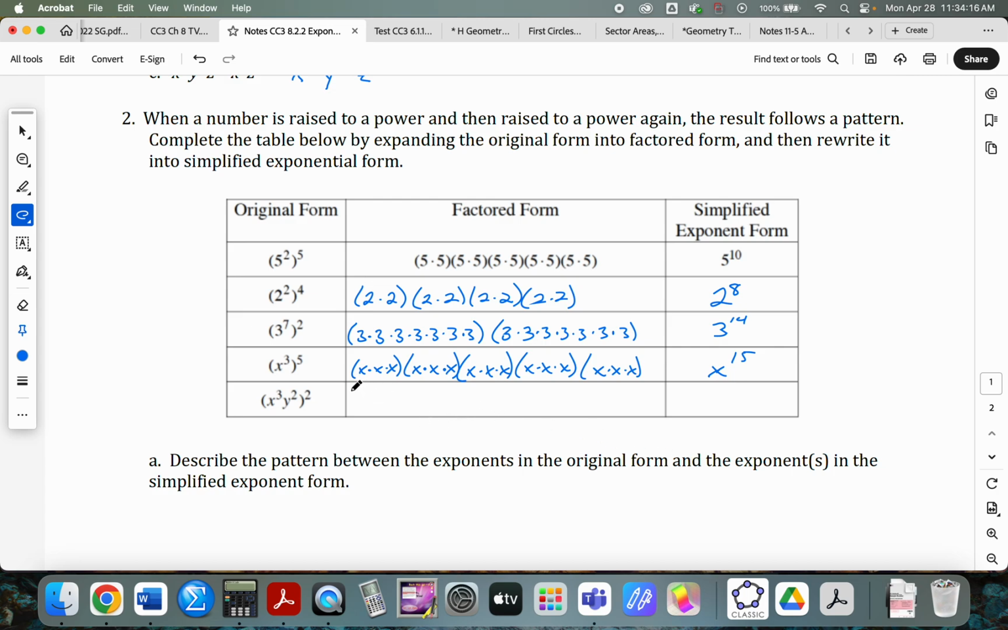And then here, we'll have x times x times x times y, twice. So it'll be 6 total x's multiplied together times 4 y's multiplied together.